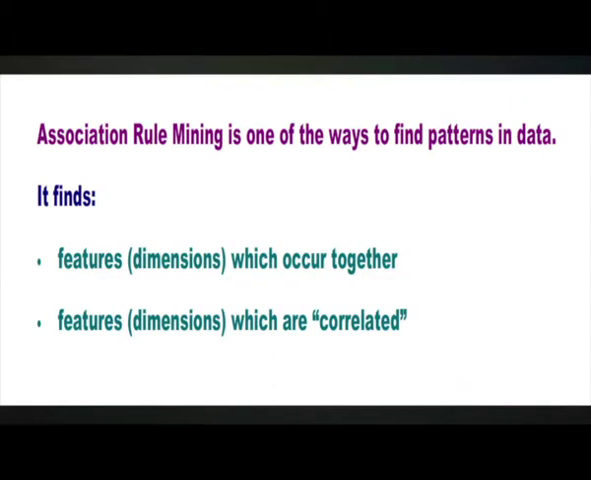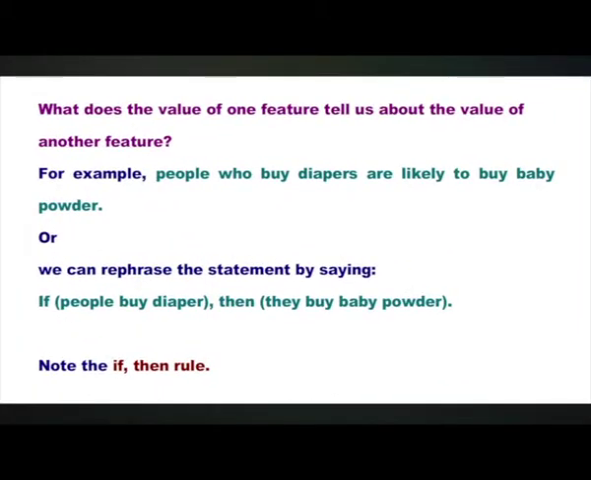Because of a set of operations, association rule mining seeks to discover the patterns that allow us to predict an event. Association rule mining is the data mining method of discovering patterns between sets of things that can reveal connections and causal objects. It is one of the ways to find patterns in data. It finds the following features. Features are nothing but the dimensions which occur together or features which are correlated together. What does the value of one feature tell us about the value of another feature?